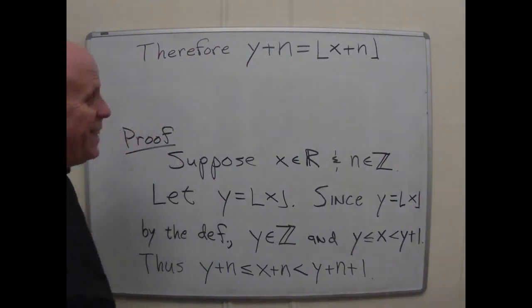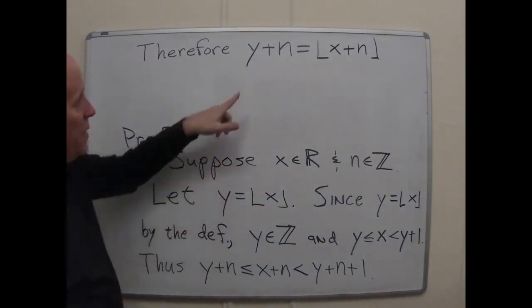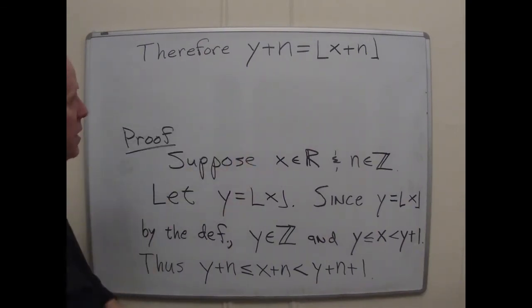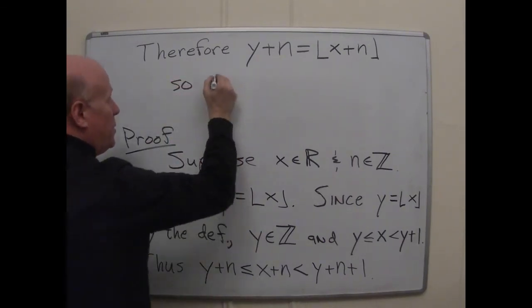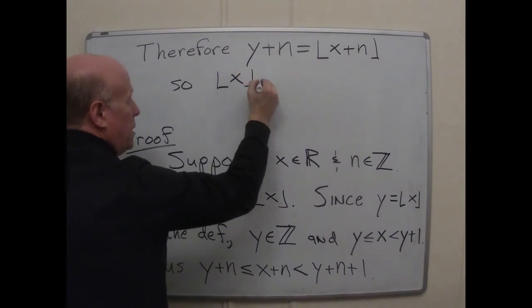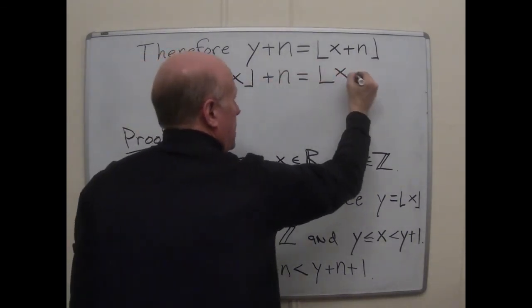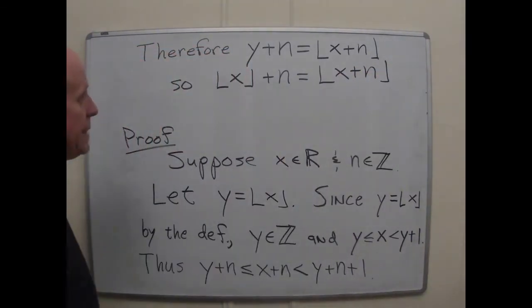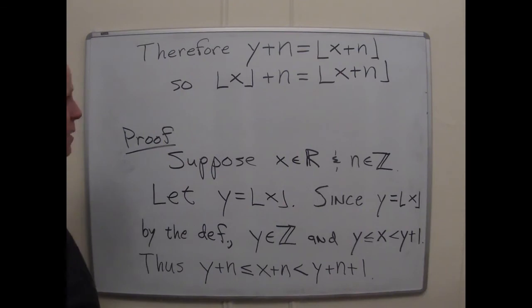Seems great, but in disguise, we're looking at the answer we wanted to get to. See, what was y? That was from our let sentence, let y equal the floor of x. So just undoing that substitution, the floor of x, plus n, is equal to the floor of x plus n. So adding the integer to x inside the braces is the same thing as adding the integer to the floor of x outside the braces.